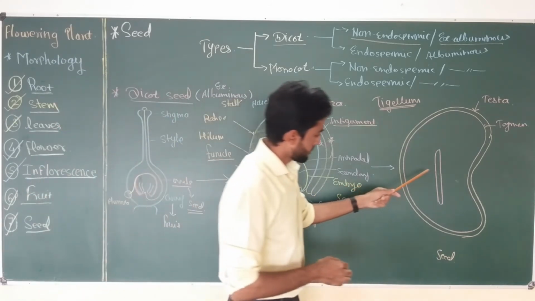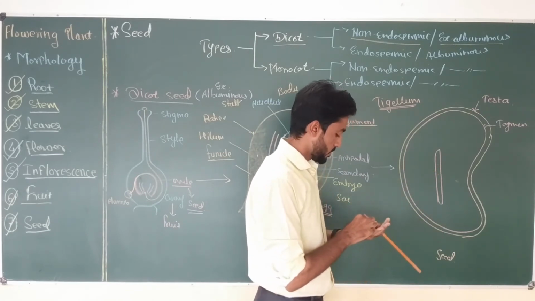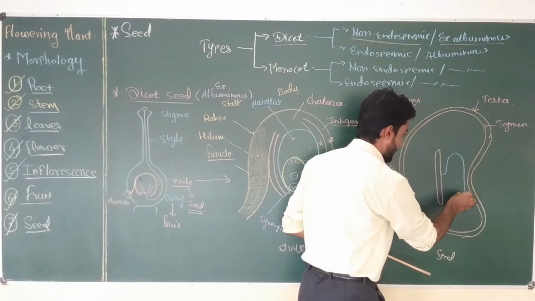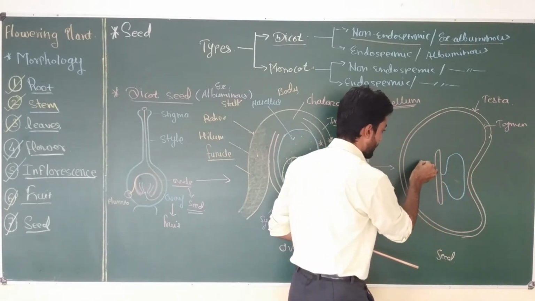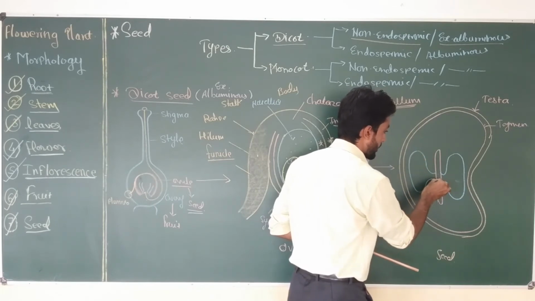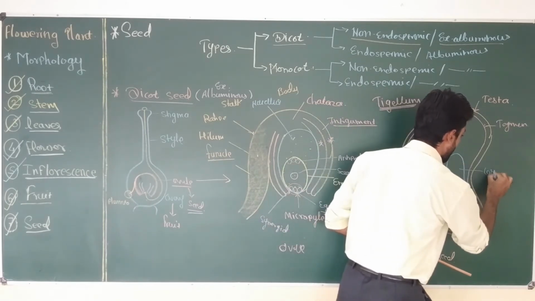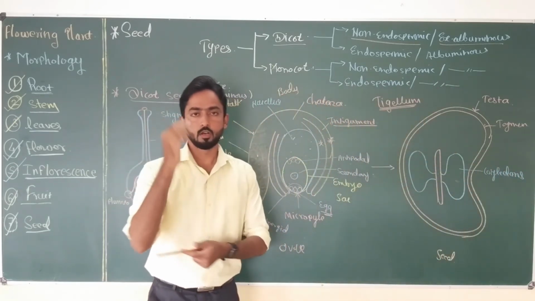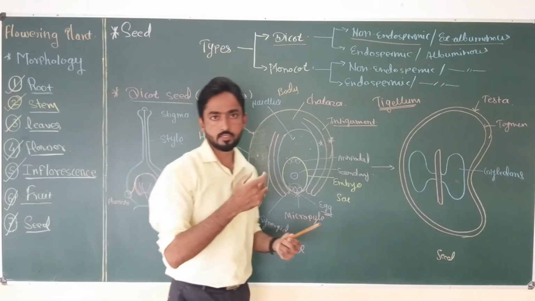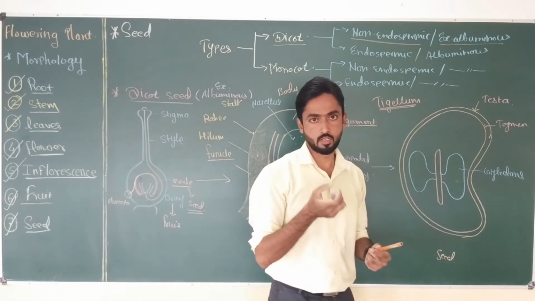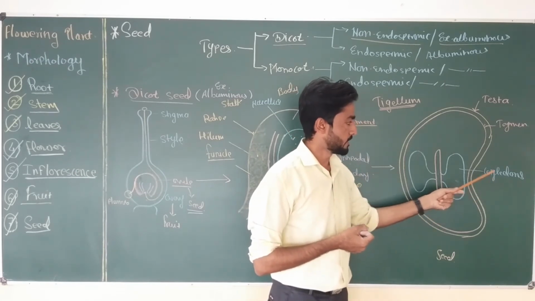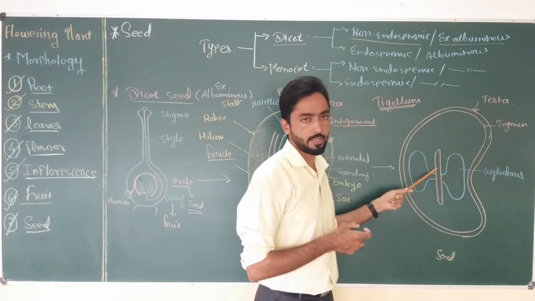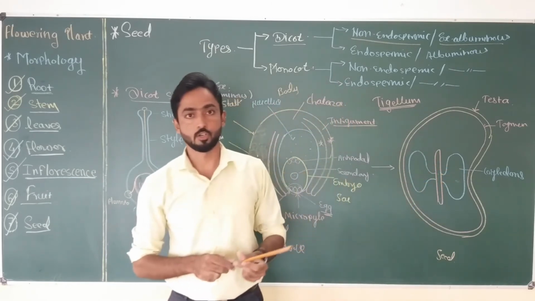Now this embryonal axis shows two cotyledons attached to it. And these cotyledons play an important role of storing the nourishment or nutritive tissues. Okay, so this is the site that stores the nutrients, and it is going to provide the nutrients to the developing embryo at the time of germination of the seed.